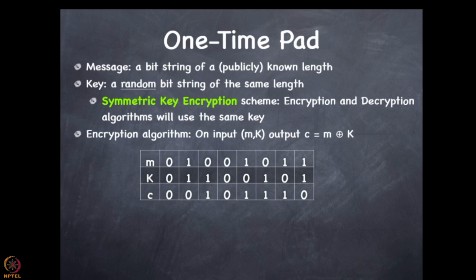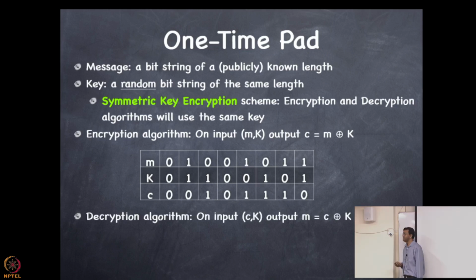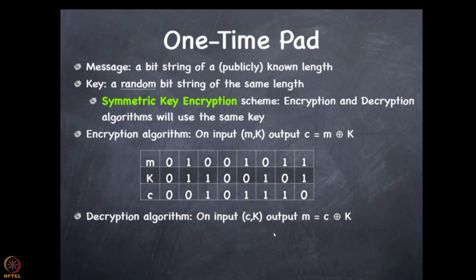How would Bob recover the message? You can just do the same operation. So you got some input, now it happens to be the ciphertext, and you just XOR it with the key again. So if you had flipped a bit earlier, you flip it back. If you had not flipped it, you don't flip it. That's what this is doing. So you XOR the ciphertext with the key again.